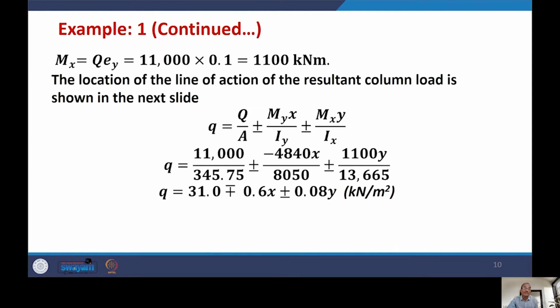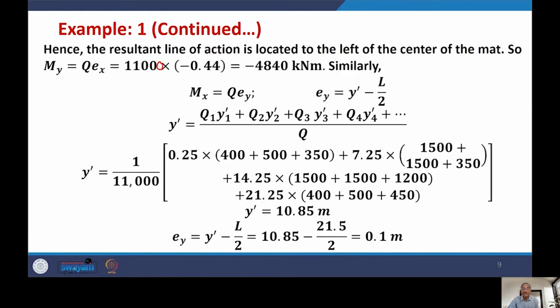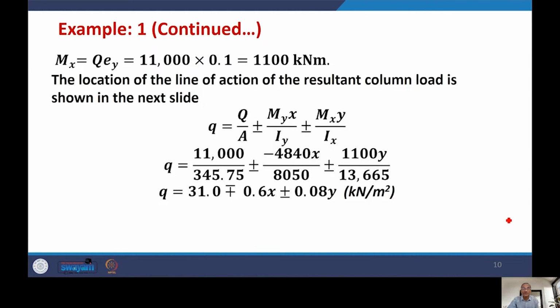Continue with this. The value of Q can be calculated by using this equation. Now put all the numbers in this equation: 11,000, 340, 8050, 3665, which have already been calculated here, and the value of Mx. Mx is coming here as 1100, right? So 1100 into y. What you ultimately get in this equation, because it was negative, so plus minus will be minus plus here: 0.6 plus minus 0.8 y kilonewton per square meter.